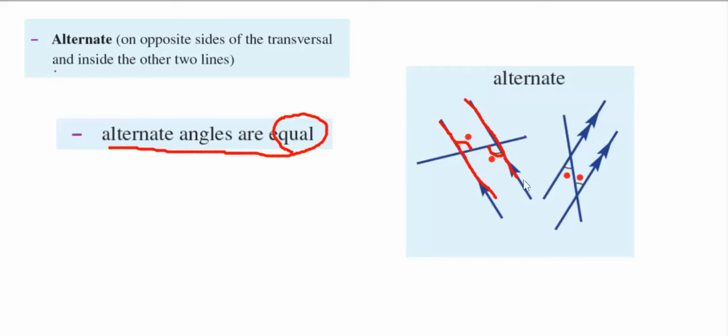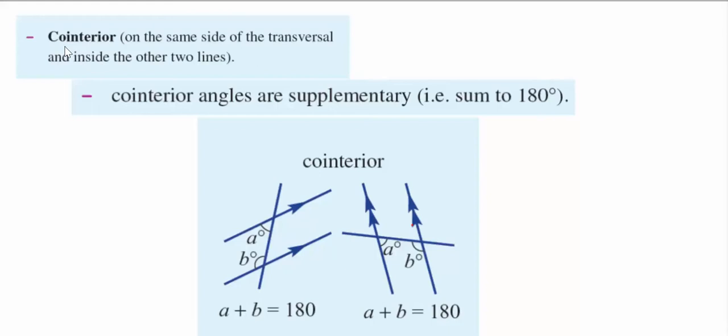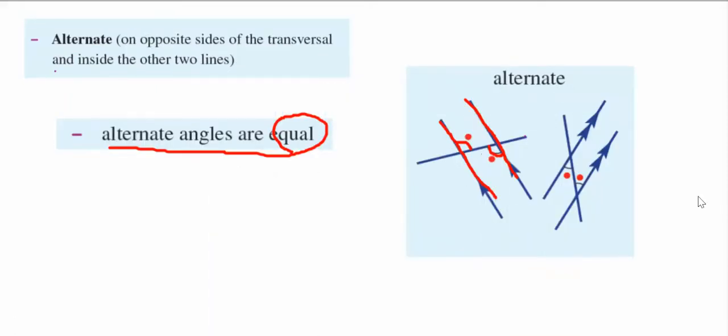Okay, they are alternate angles. Next one we have is co-interior. Okay, and again, co-interior are inside the parallel lines. As you'll see in both these examples, the co-interior angles are inside the parallel lines, and different to the alternate angles where they're on opposite sides of the transversal line.